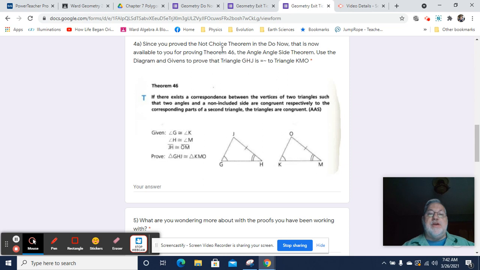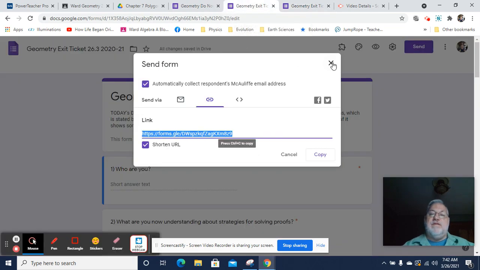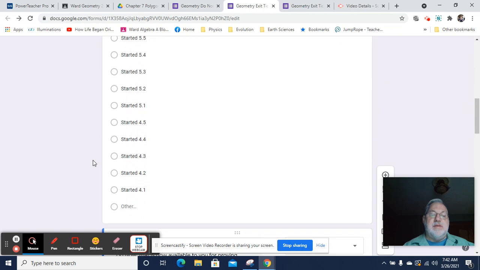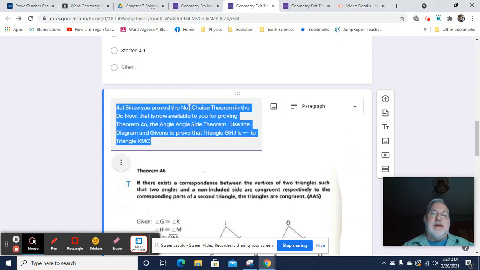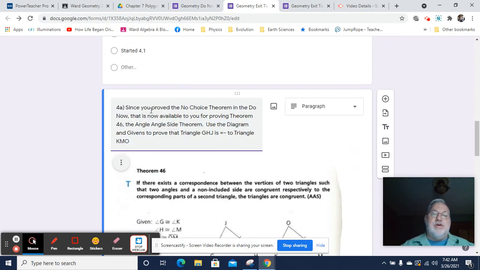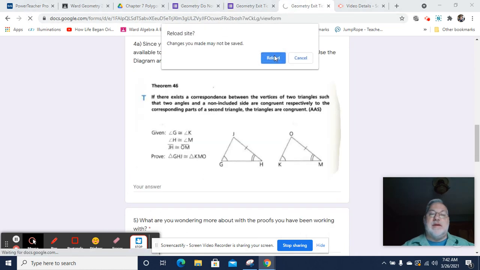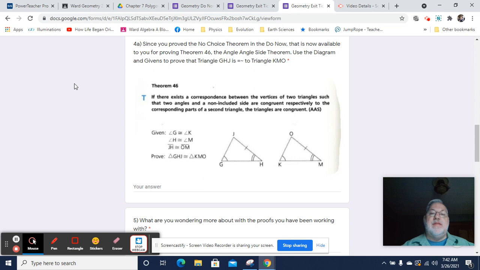So you proved the no choice theorem. Why did I call it the not choice? That's weird. Let me fix that. I'm going to go fix that now. Okay, and you get to see behind the curtain. The not choice, that's silly. The no choice, and I will reload that. It's going to complain.